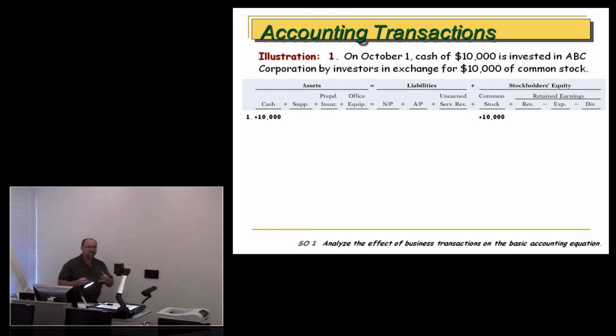When we make an investment in exchange for shares of stock, we show that increase to stockholders' equity in the common stock account or capital stock account, and that's what we see in our slide here. Assets, cash in particular, increased by $10,000. Stockholders' equity increased, and we put the increase in the common stock account. Now remember, there's no such account called assets. Assets is a category.